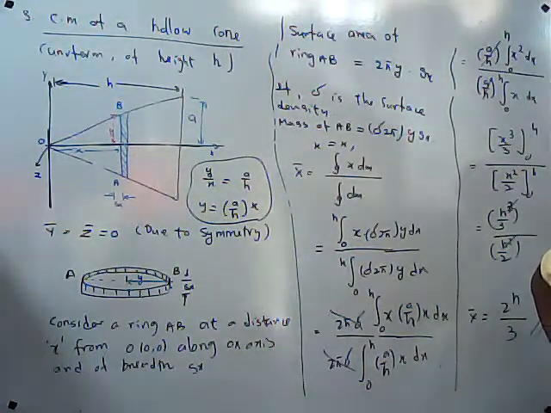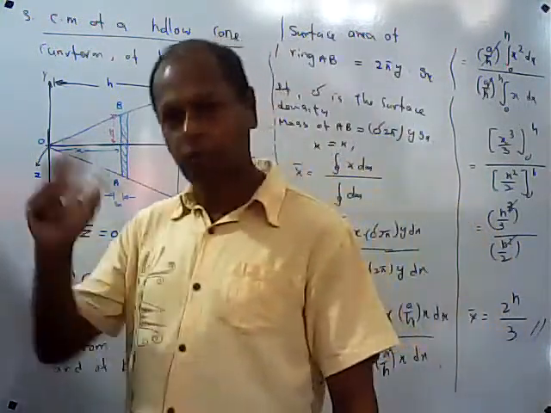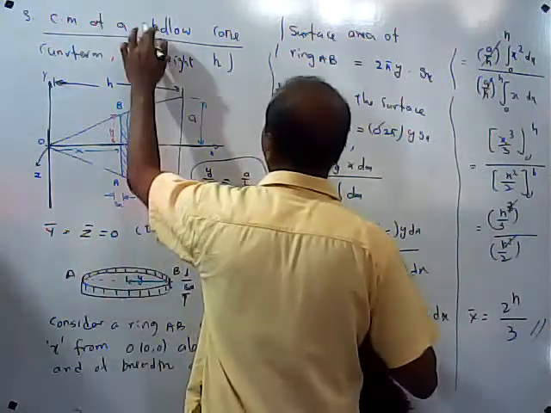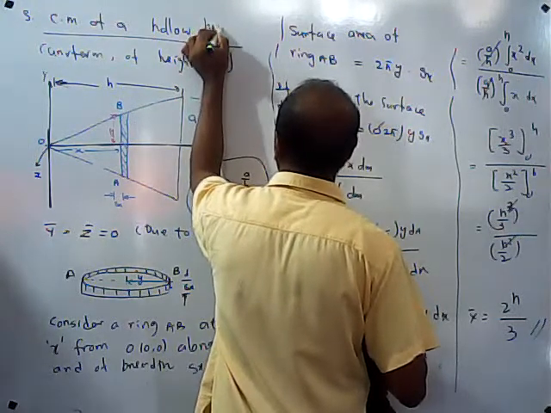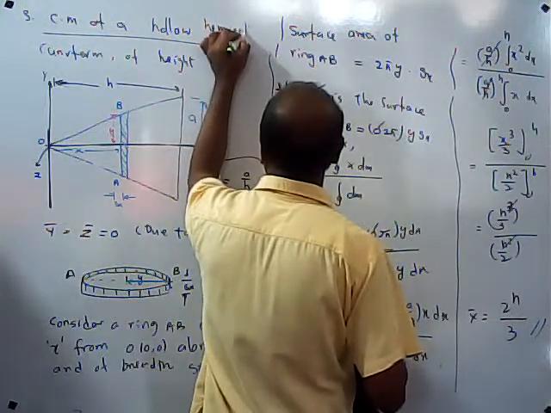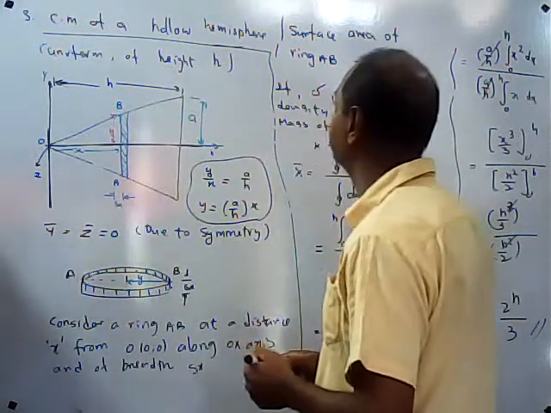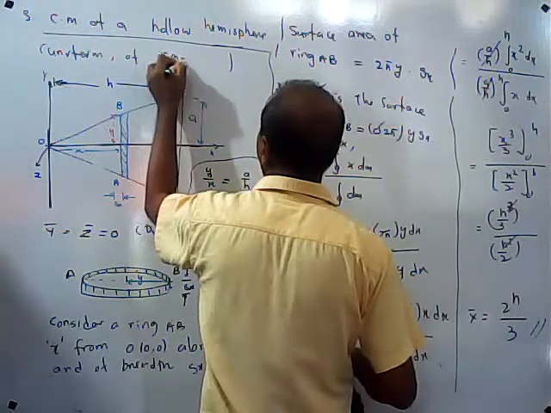Okay, shall we go to the next? Next, it is the solid hemisphere or ball. Center of mass of hollow, sorry, not solid, hollow hemisphere, hemispherical ball. Hemisphere or hemispherical ball, right? Uniform and of radius A.